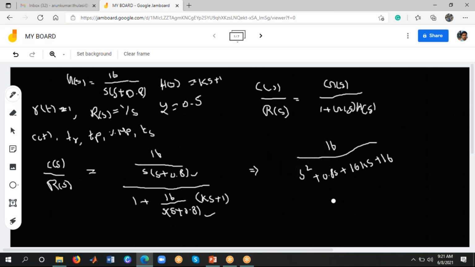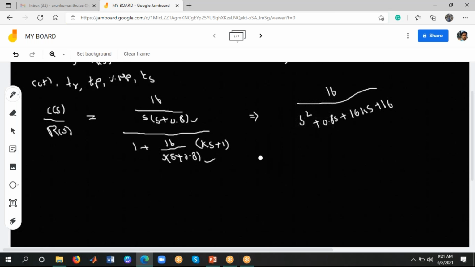Now in this term, I'm going to take the common s term. 16 divided by s square plus 0.8 plus 16k into s plus 16.